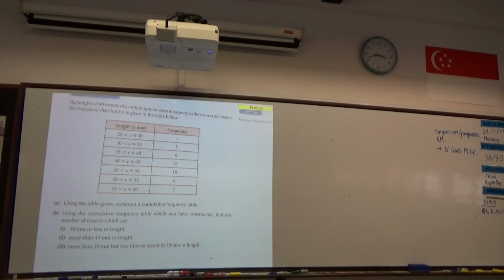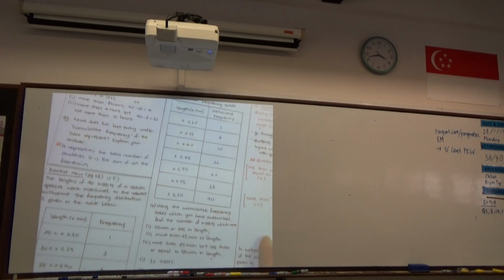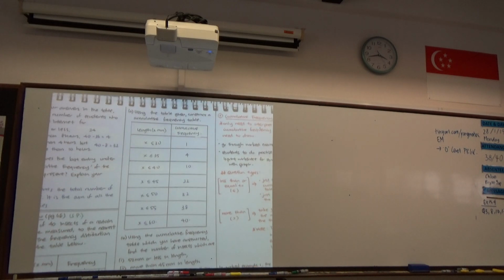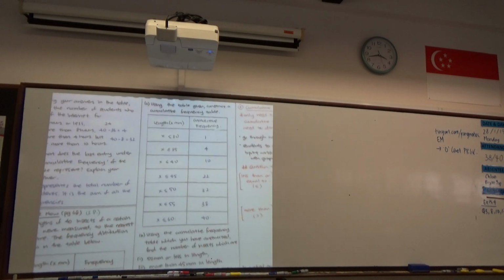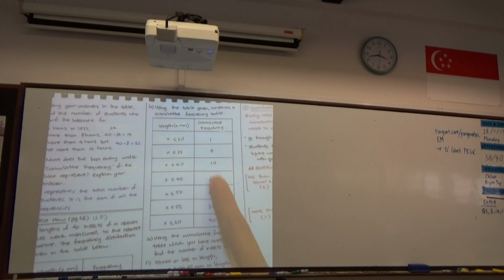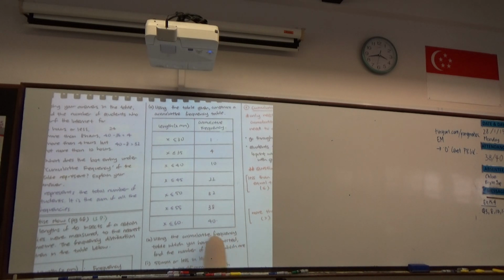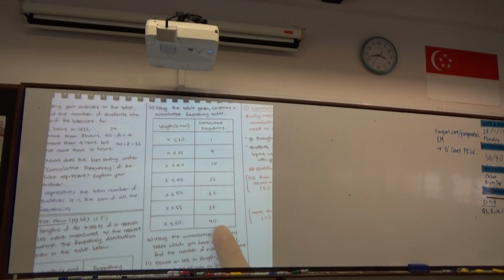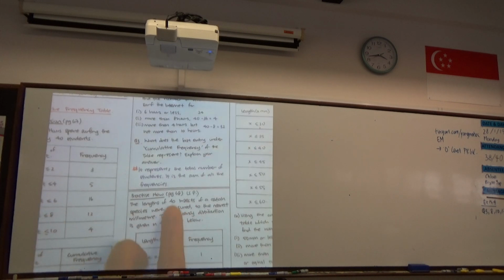Are we done? Okay, could you check your cumulative frequency table? Right, it should be 1, 4, 10, 22, 32, 38, and 40. So the very last number must always match with the total number, or total frequency, which the question has said is 40 insects.